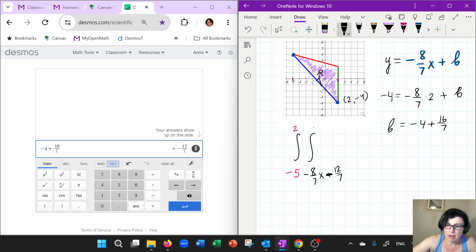Okay, so what about that red line? First let's figure out the slope. It does look like it's a negative slope, right? So if you go from this point to this point right here, what's the slope?